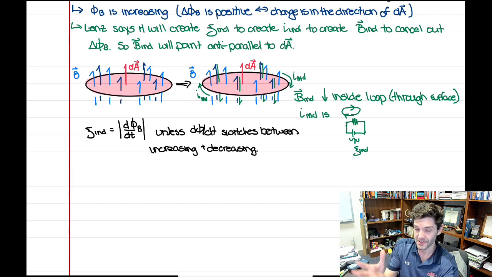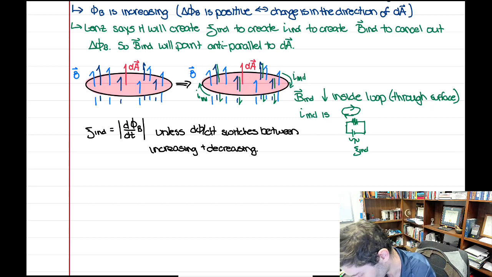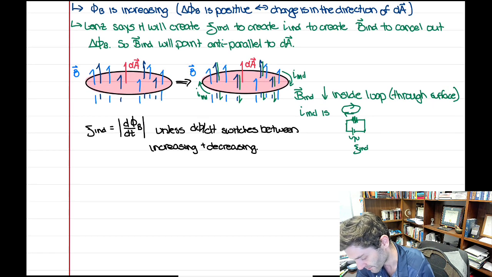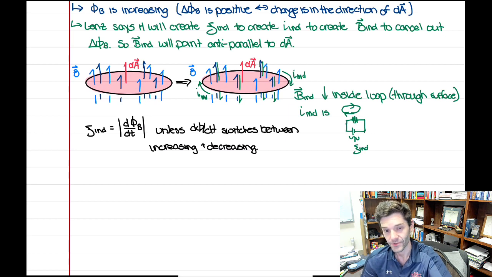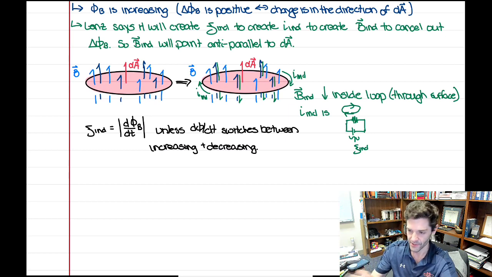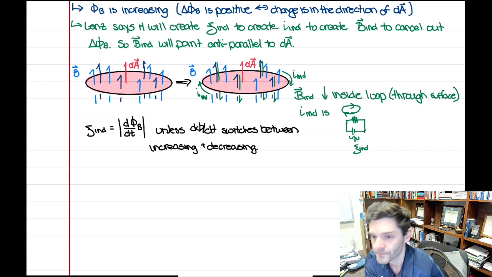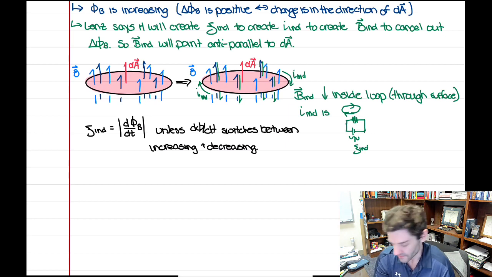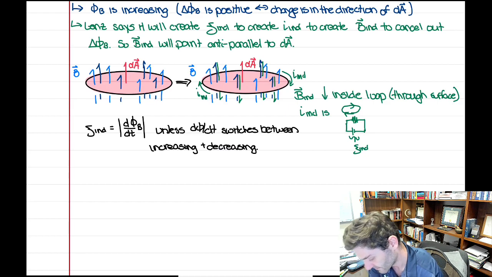You can of course still use this to get the magnitude, but then you just have to take a little bit of extra care to make sure you're getting the directions right. That negative is really just saying, here's how you figure out what direction, right? You want to oppose change. You want the good old days. And this really comes down to that there is a time derivative in the magnetic flux.